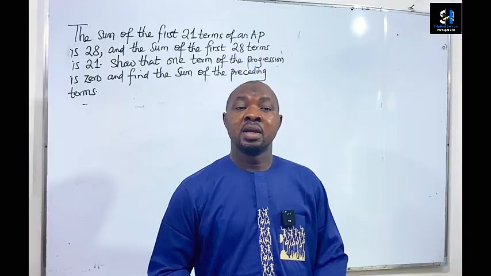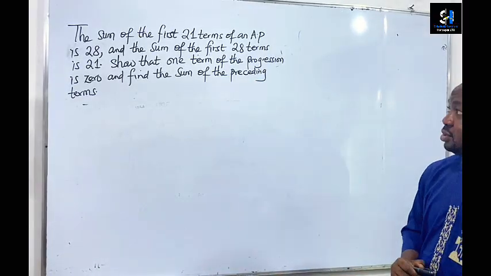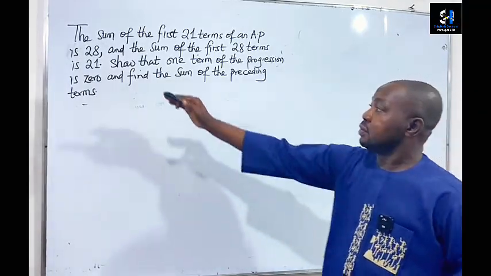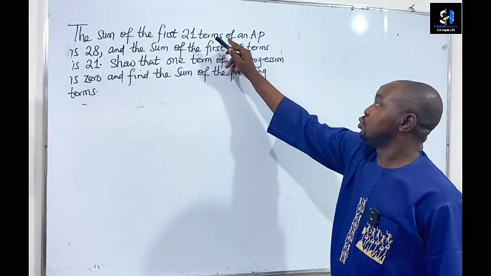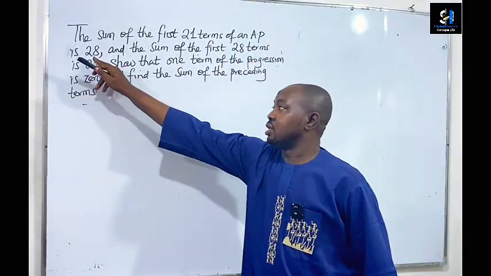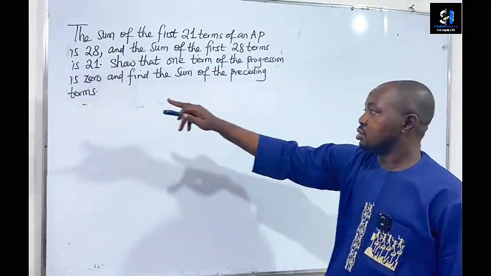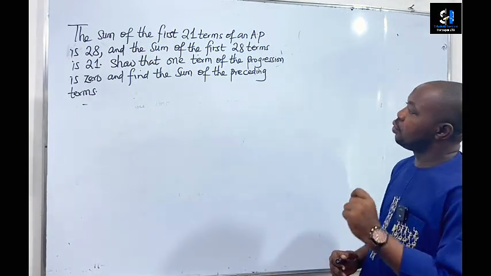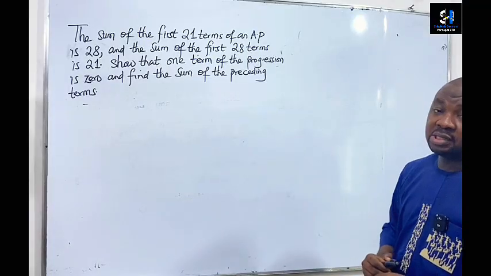And welcome. Here is another question on arithmetic series. That is the arithmetic progression. We have the sum of the first 21 terms of an AP is 28, and the sum of the first 28 terms is 21. Our task is to show that one term of the progression is 0 and find the sum of the preceding terms.